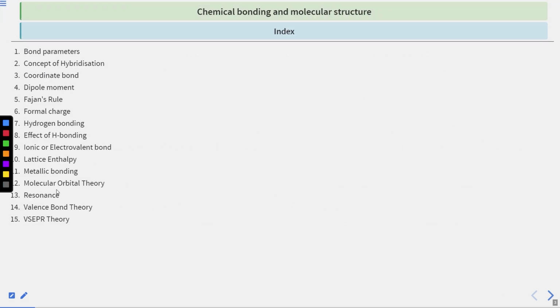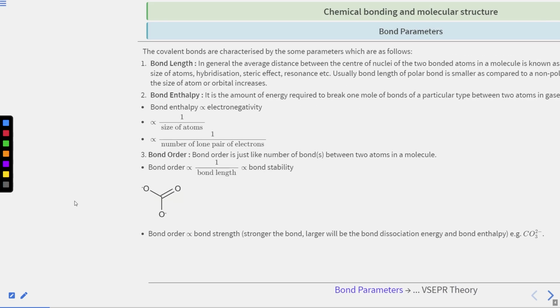So, this is the index of today's lecture, in which we have depicted the topics we are going to study. Bond parameters, concept of hybridization, coordinate bond, dipole moment, Fajan's rule, formal charge, hydrogen bonding, effect of hydrogen bonding, ionic or electrovalent bond, lattice enthalpy, metallic bonding, molecular orbital theory, resonance, Valence Bond Theory, and lastly VSEPR Theory. So, let's start.